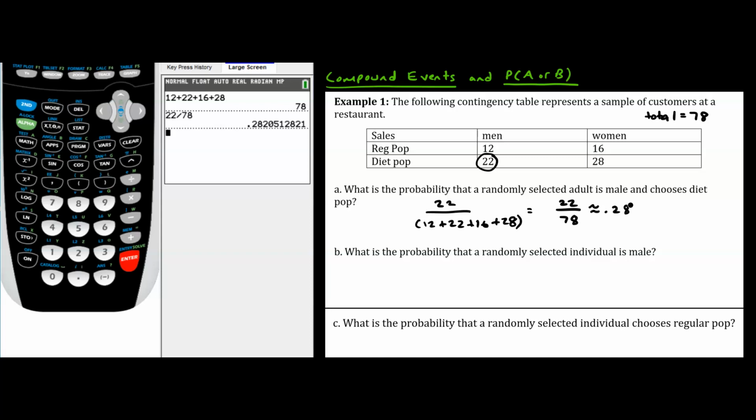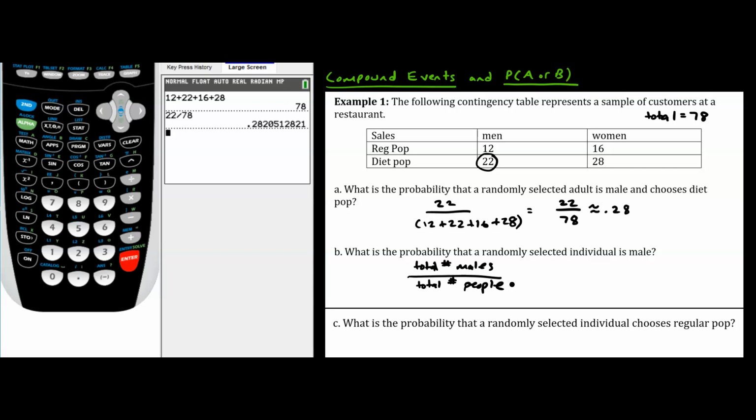Okay, example B. What is the probability that a randomly selected individual is male? Again, applying that fundamental probability principle, let's identify the total number of males. After I get the total number of males, I'm going to divide by the total number of people at the restaurant. And again, we know the total number of people at this restaurant is 78.